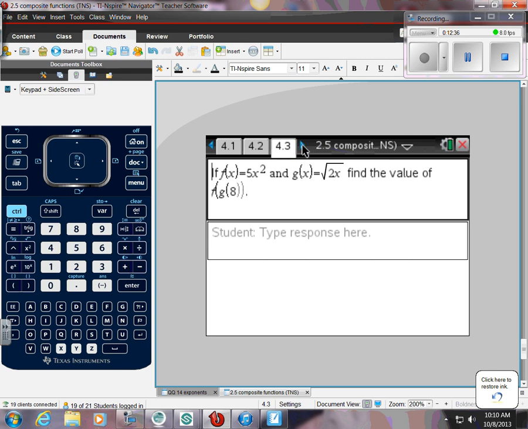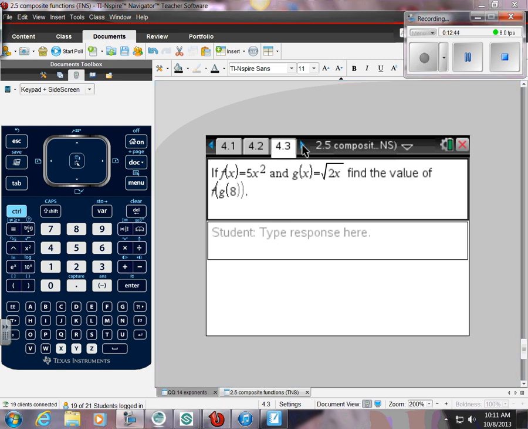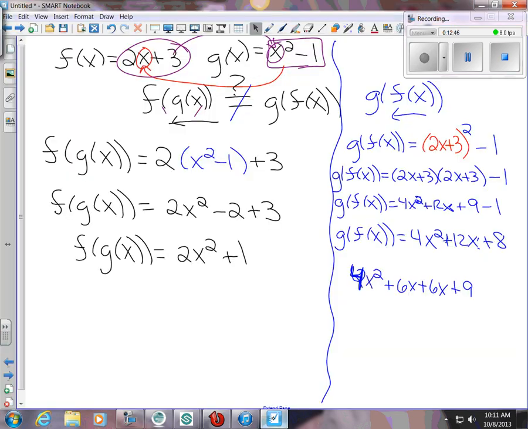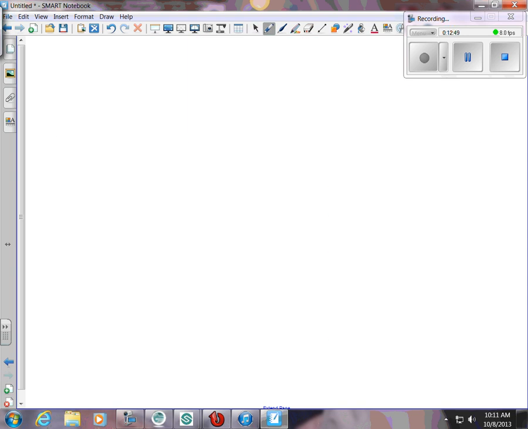Let's get a little bit different, not more difficult, it's just different, okay? All right, so 3 different methods. Let's take a look at all 3. So we've got f of x equals 5x cubed. I have g of x equals square root of 2x, and I want to find f of g of 8.